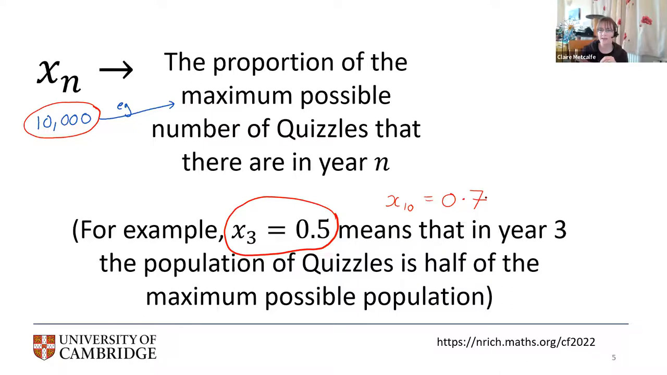Got several people saying 7,000, which I agree. There's actually a bit more information you can put in. It takes a bit longer to write, though. So 7,000 quizzles. Yes, brilliant. 7,000 quizzles after 10 years. Okay, fantastic. So I think we are happy with the notation.